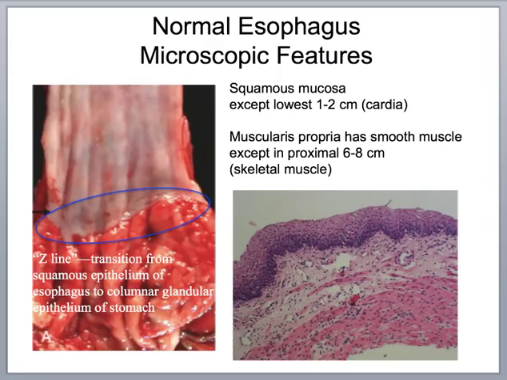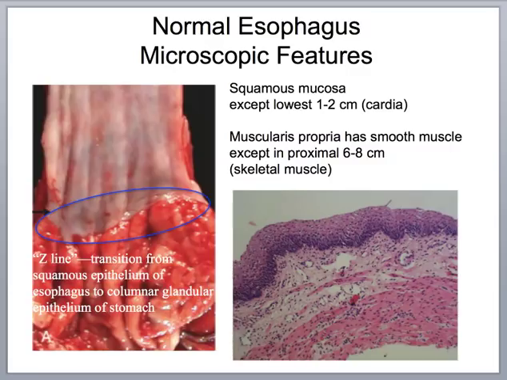Alright, so let's look at the normal esophagus, the microscopic features. The esophagus is covered by squamous epithelium or squamous mucosa, except for the lowest 1 to 2 centimeters where it meets with the proximal part of the stomach.